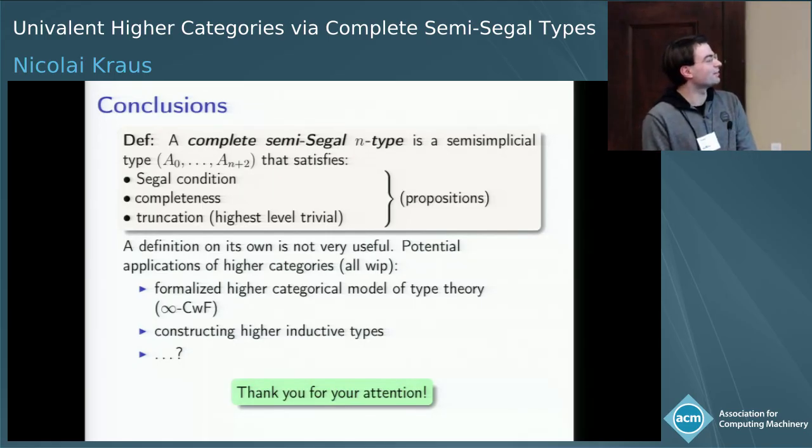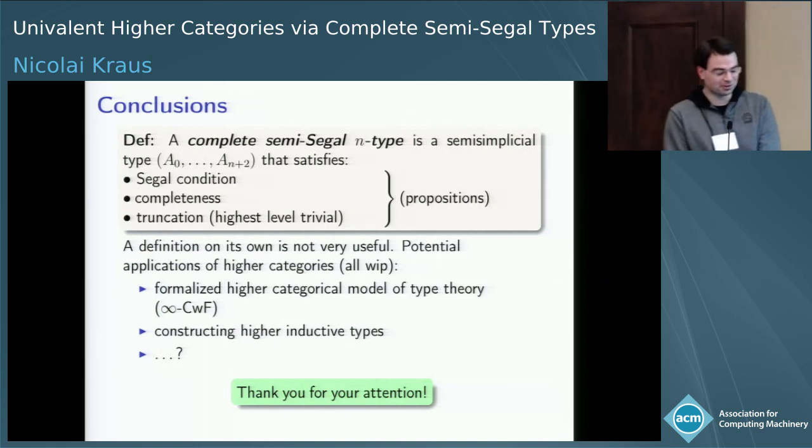Okay, so after we have this definition, we would want to do something with it, but most of what we want to do with it is still work in progress. For example, we could try to define some higher categorical model of type theory in type theory, or we could try to use it to construct some higher inductive types and so on. Okay, many thanks.